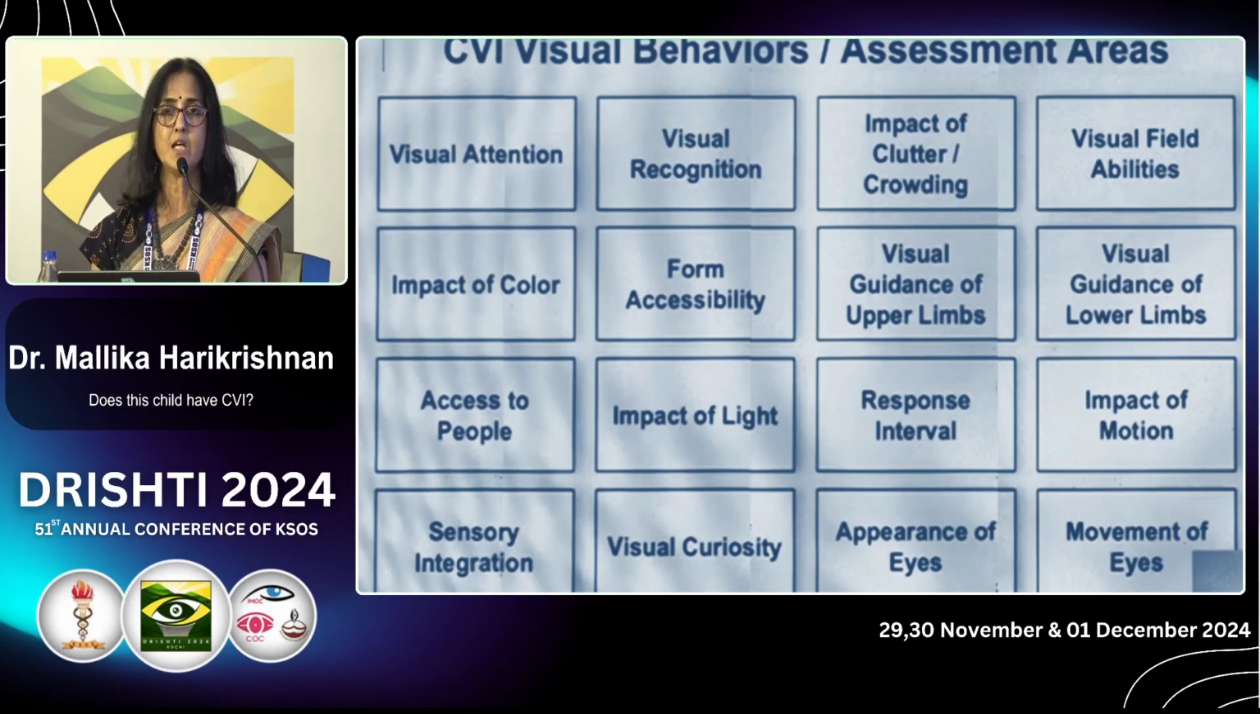Visual attention: they will have poor fixation and the gaze from one point to the other is very poor. Visual recognition: they will find it difficult to recognize familiar faces and places. Impact of clutter is great.